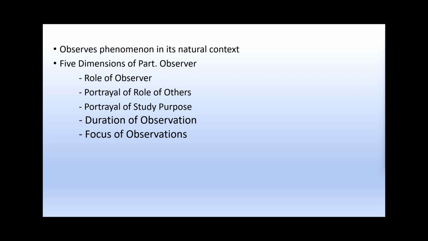We have observers observing phenomena in natural context. There are 5 dimensions of participant observation. So we have the role of the observer. What are you going to do in that society? The portrayal of the role of others, portrayal of the study purpose, duration of observation, and focus of observations. So we record data while we are observing a group of people, interviewing people. What we do is what we call mental notes or jotted notes.